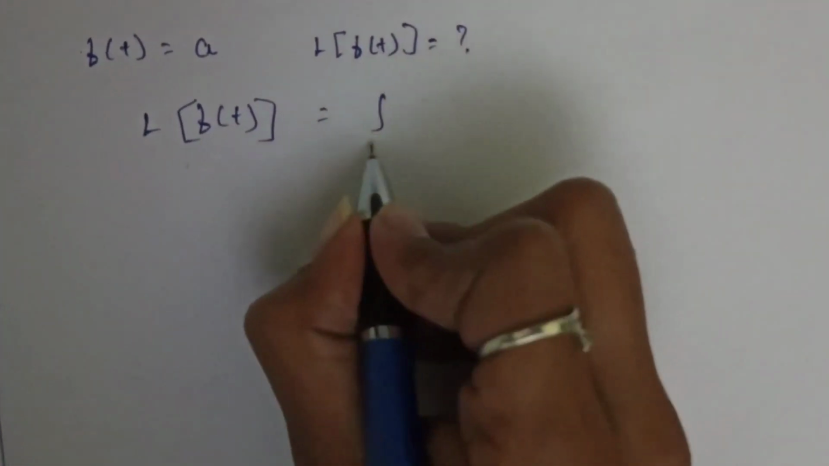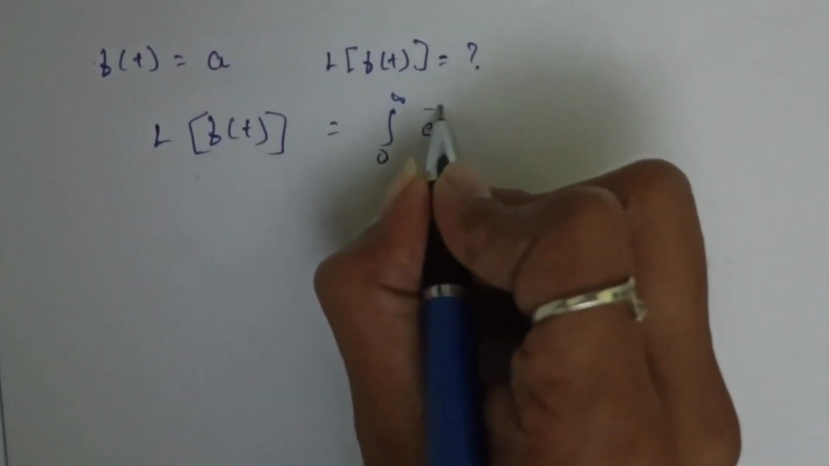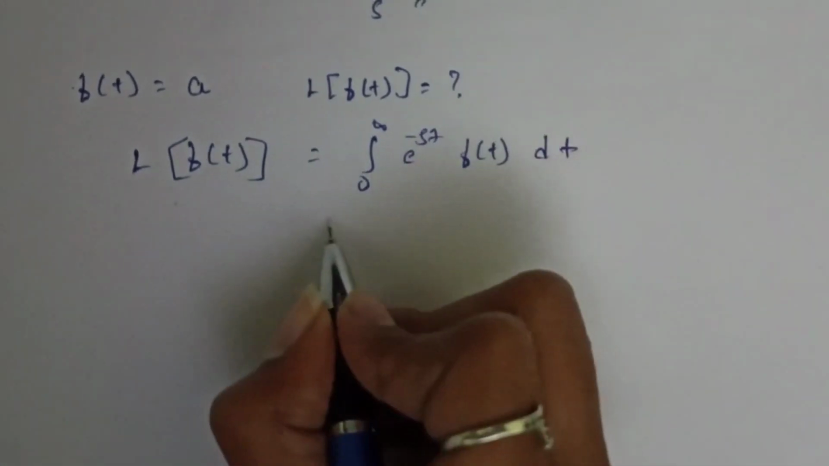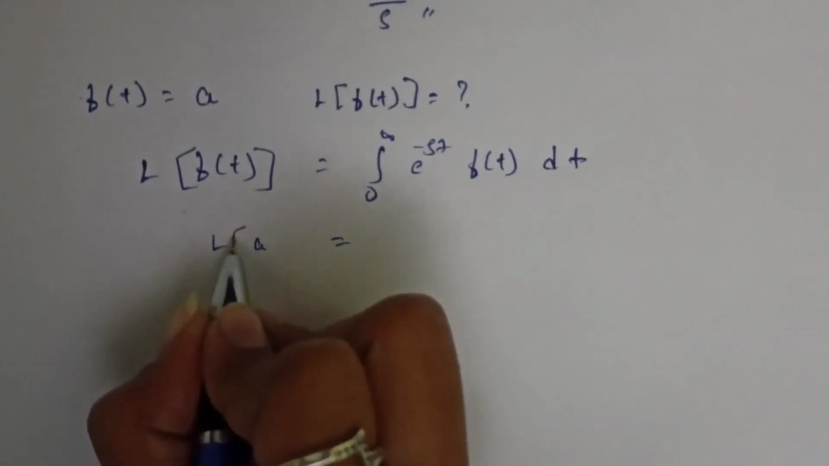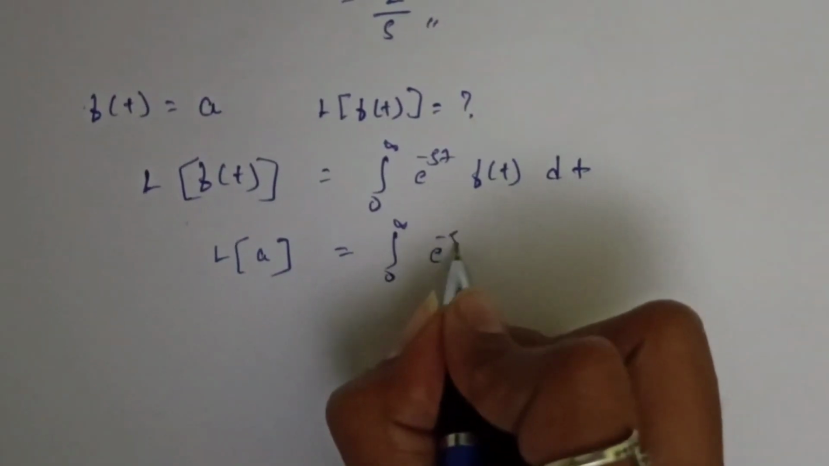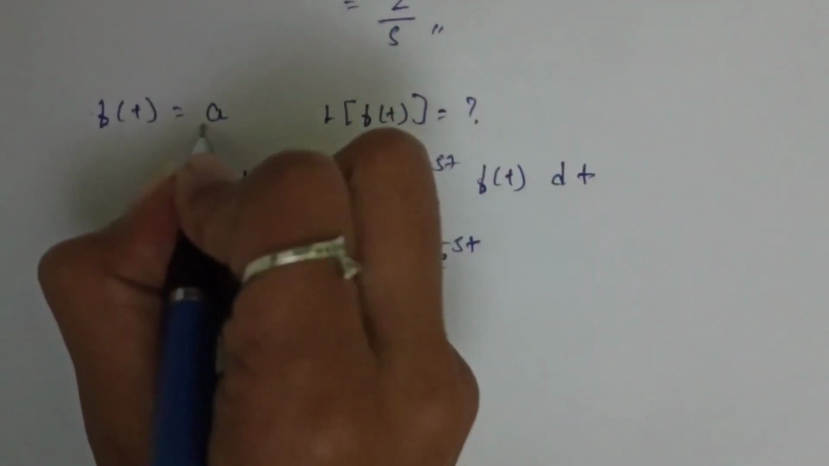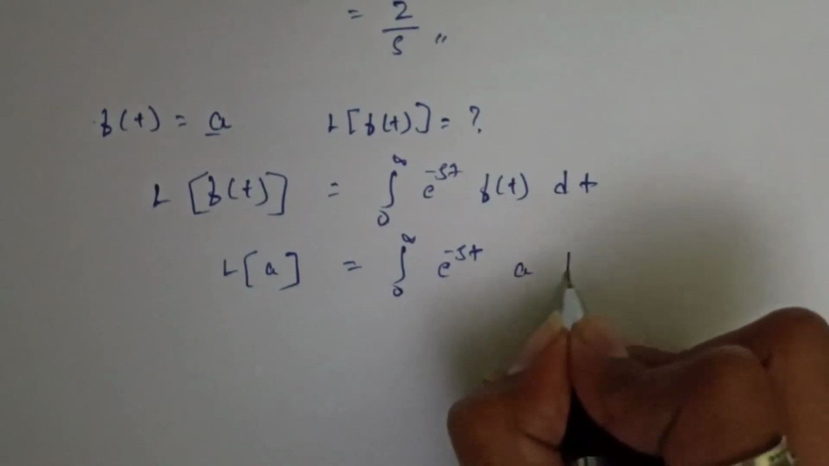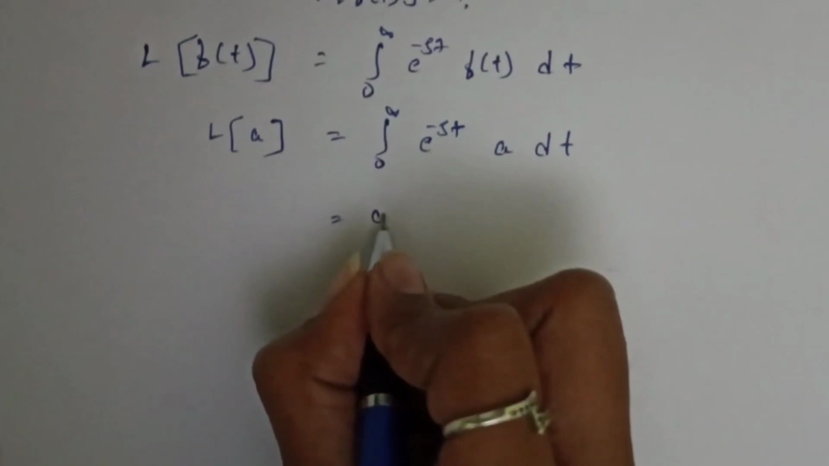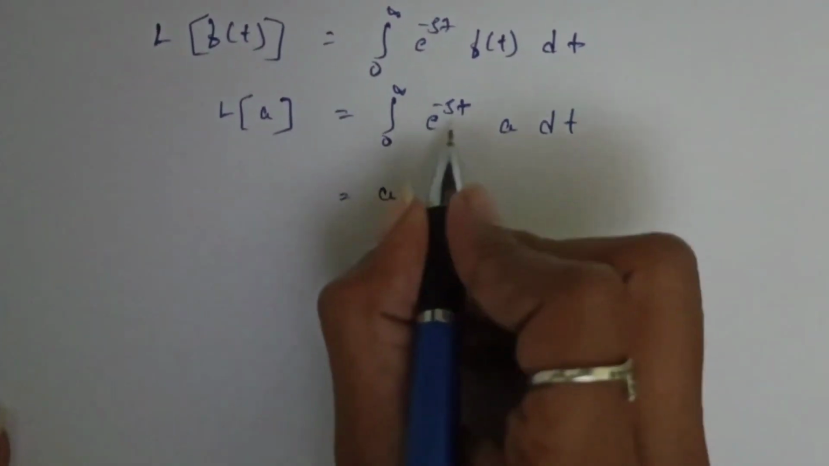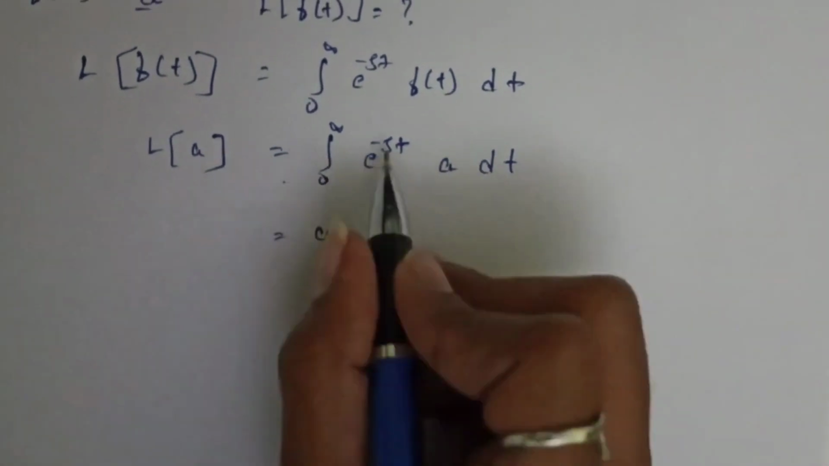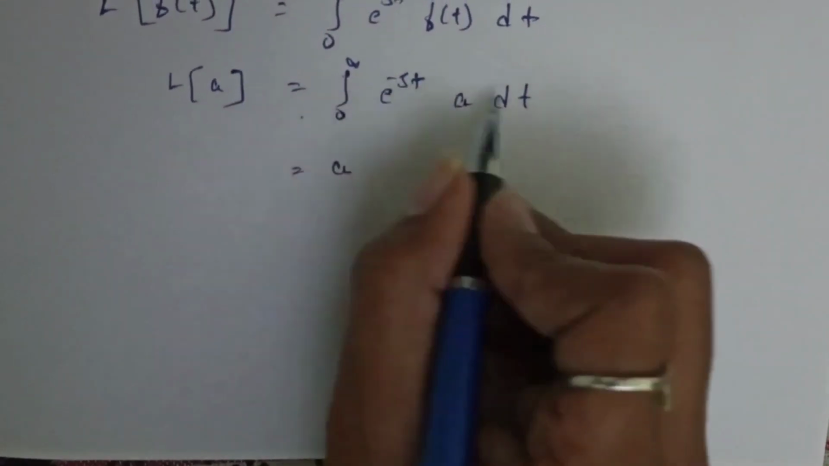The integral from 0 to infinity of e to the power minus st f of t dt. So let me directly substitute the value. From 0 to infinity, e to the power minus st as it is. So f of t means it is a, a into dt, right? So a is a constant value, let me take it out. I have written it outside. So now we have to integrate this with respect to t.